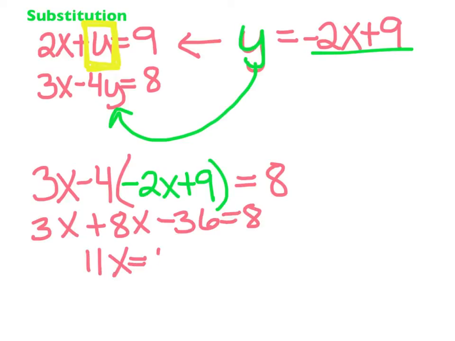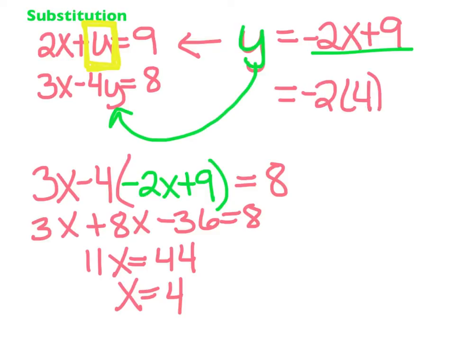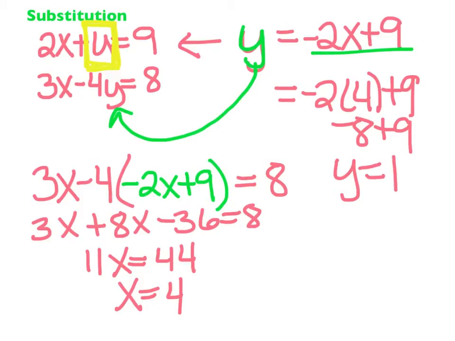11x = 44. x = 4. But you're not done when you solve for x. You have to solve for y too. So now go up here where we isolated y and plug in the 4. -2 times 4 plus 9 is -8 + 9, which is 1. y = 1. And the solution to your system of equations is going to be written as an ordered pair: (4, 1).